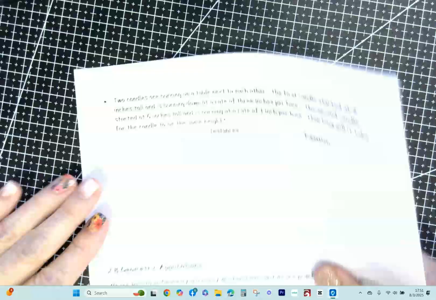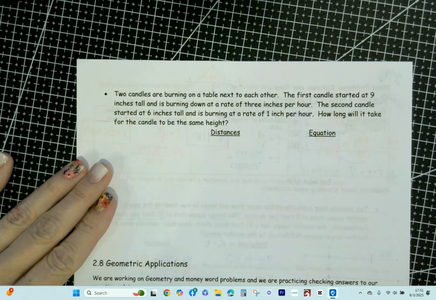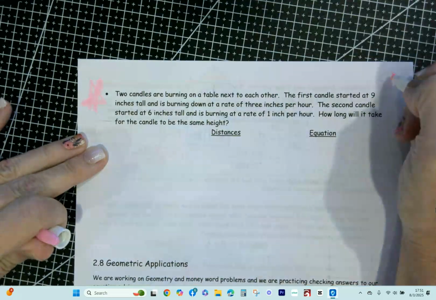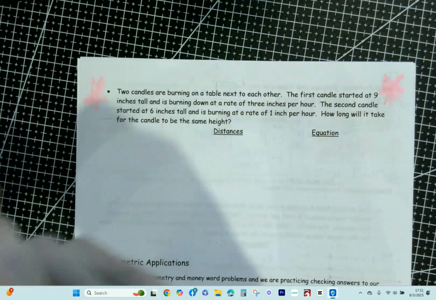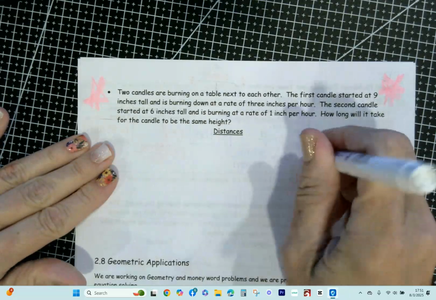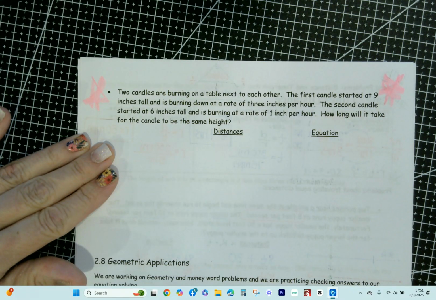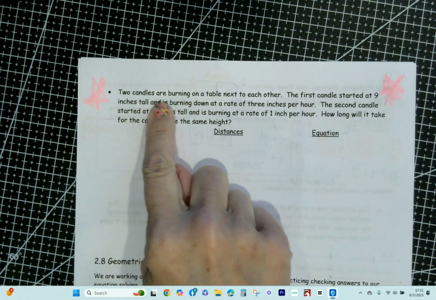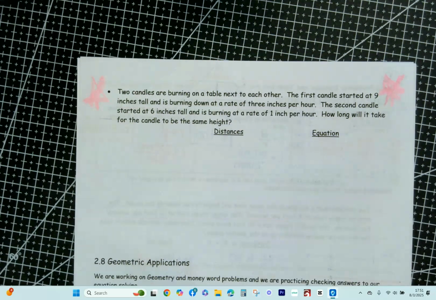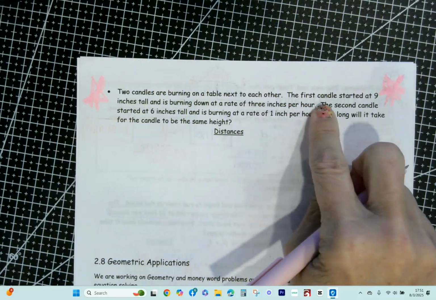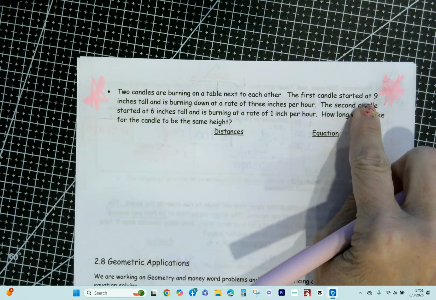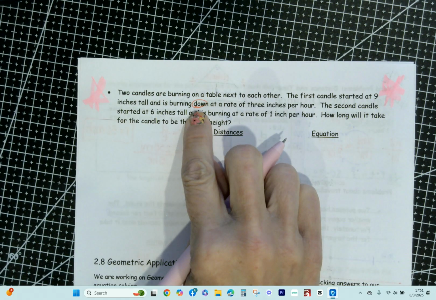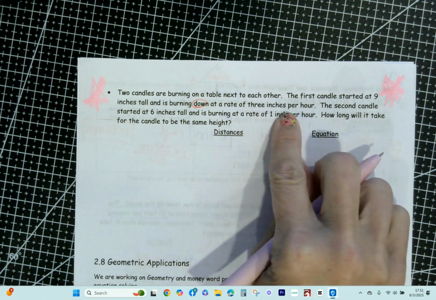All right, last one before you go off on your own. This question right here. This is a classic test question. A lot of students crash and burn on this question. Okay. 2 candles are burning on a table next to each other. All right. The first candle started at 9 inches tall and is burning down. It means it's getting smaller at a rate of 3 inches per hour.